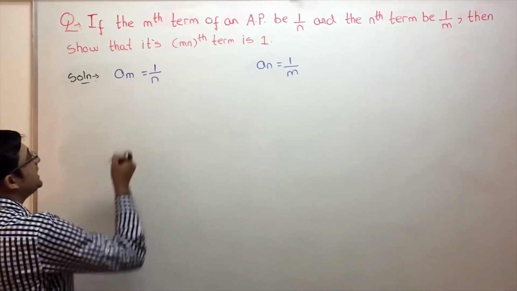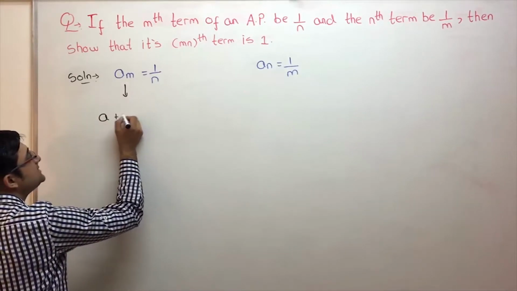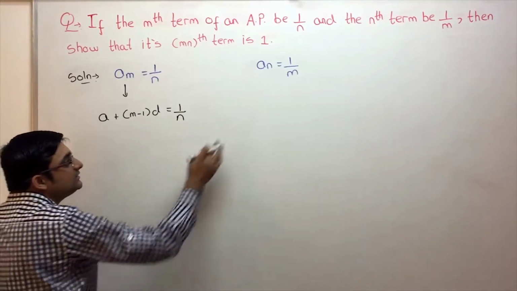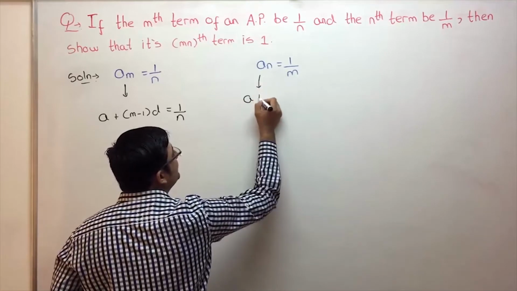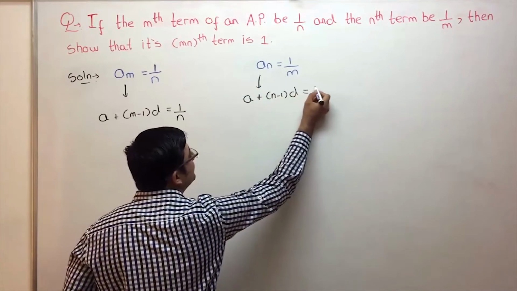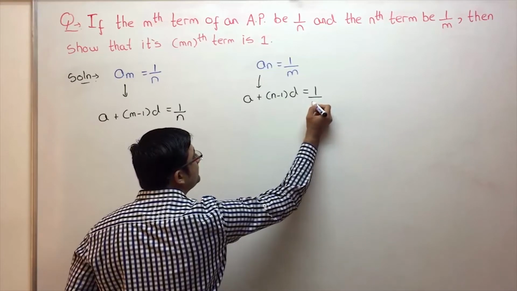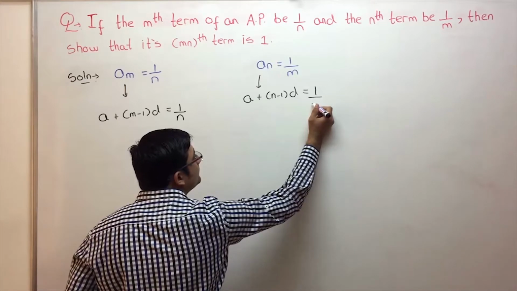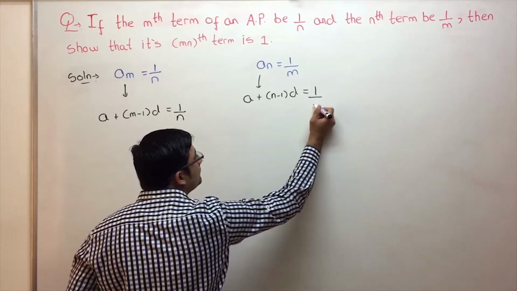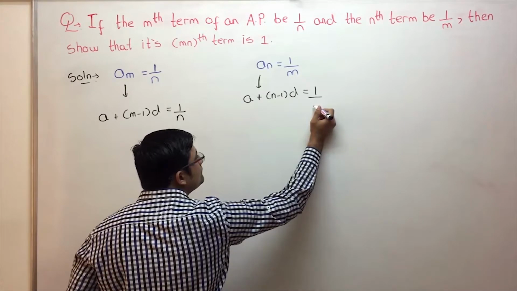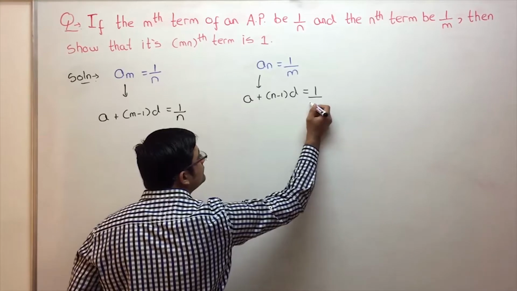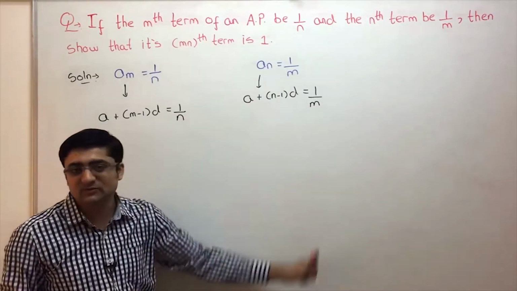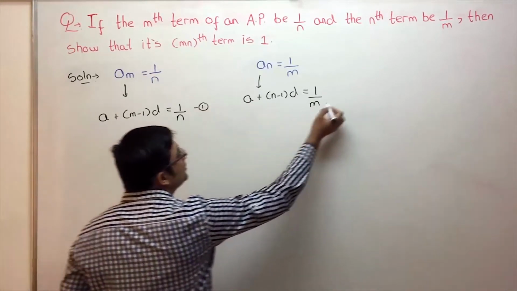So see, what is the mth term of an AP? A plus (m minus 1) into D is given to us as 1 by n. Is this clear? Similarly, nth term means A plus (n minus 1) into D is 1 by m. I repeat once again, the mth term means a plus (m minus 1) d, and the nth term a plus (n minus 1) d. So I'll call this equation number 1 and I'll call this equation number 2.